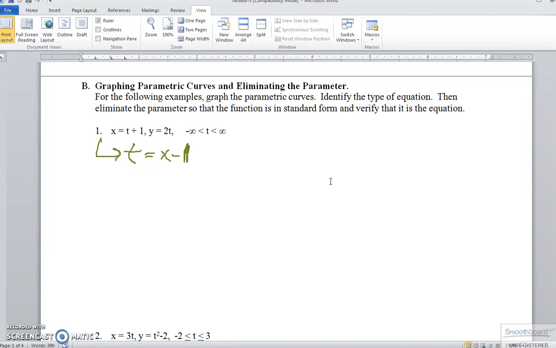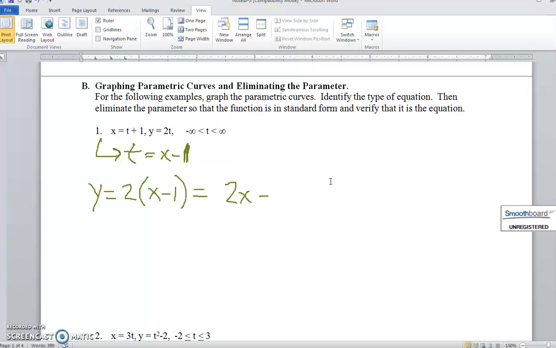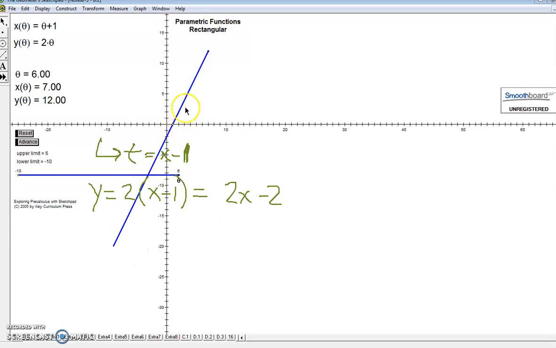And now I'm just going to take the y equals 2t, and instead of a t, I'm going to put in x minus 1. And I could distribute the 2 if I wanted to, and I would end up with 2x minus 2. Which, if we go back to the picture that we had on Sketchpad, it looks like that, right? It looks like it could have a slope of 2 and a y-intercept of -2.